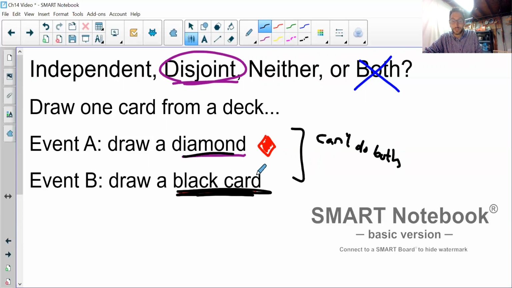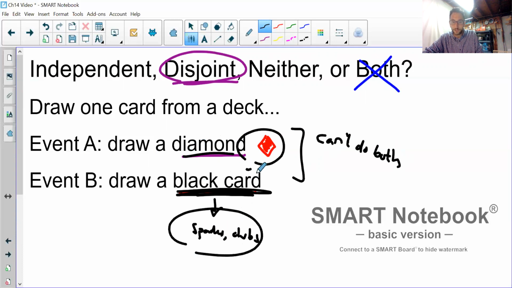There's no overlap between diamond and black ones. Here, these would just be spades and clubs. Here, these would just be diamonds, right? There's no overlap between these two circles. Those are all different things, or whatever's easier for you, right? I can't draw both a diamond and a black card, which means these are disjoint or mutually exclusive, right?